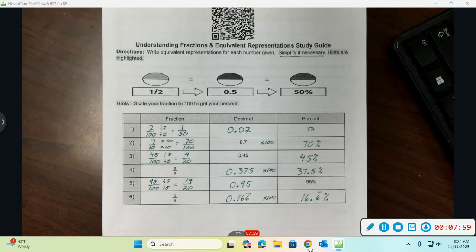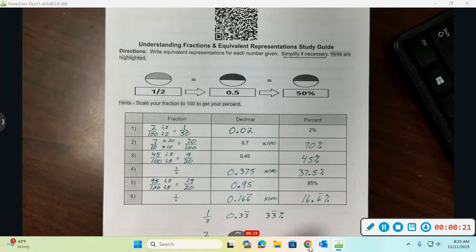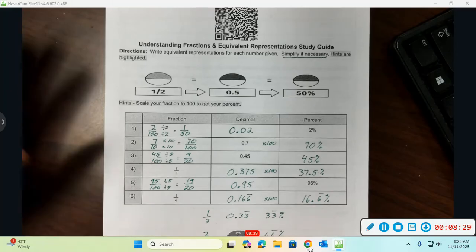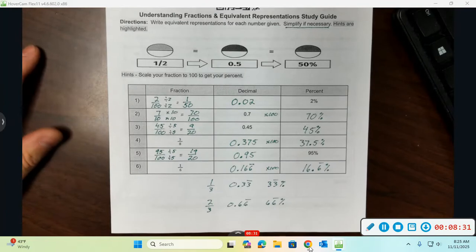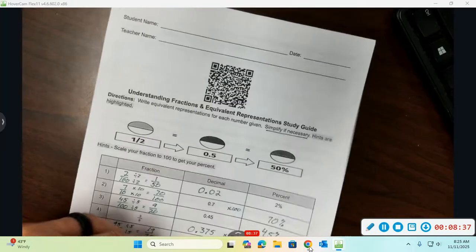Other fractions that you might see on your test would be fractions like 1/3 or 2/3. Okay? 1/3 as a decimal is 0.33 repeating, and as a percent is 33 repeating percent. 2/3 is just double that, 0.66 repeating, or 66 repeating percent. So you might see those on your test tomorrow. Okay? All right, let's turn the page.